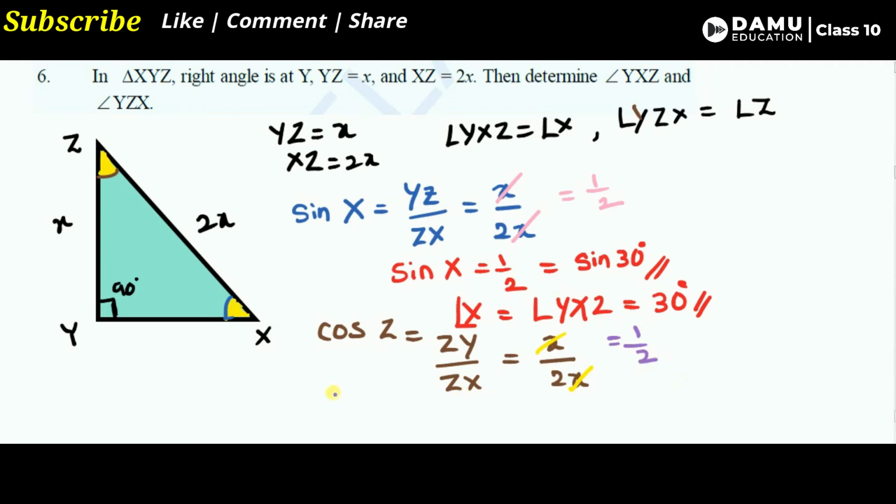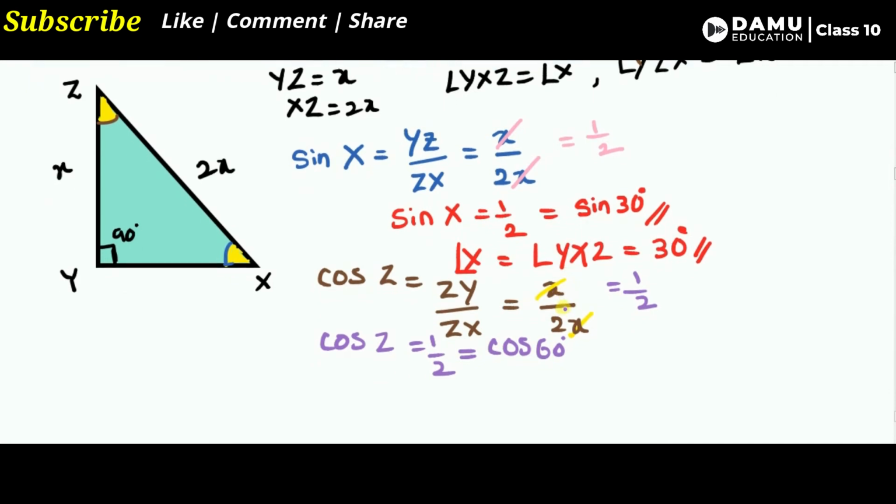So cos Z will be equal to 1 by 2. What value gives 1 by 2? That's cos 60 degrees. So sine 30 means it will come as cos 60 degrees. So cos 60 we know that. Then angle Z, angle YZX, will be equal to 60 degrees. Like this we have to find it.